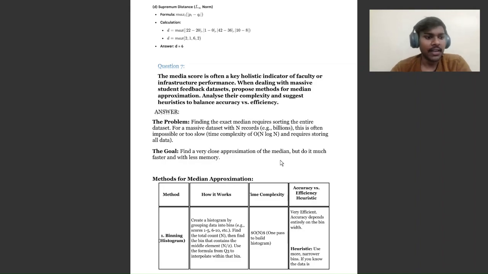Now coming to question 7, which is median approximation in massive student feedback datasets. In this question, we discuss the methods for approximating the median when working with massive student feedback datasets. Computing the exact median requires sorting all data, which is O(n log n) time, and high memory usage. For very large datasets, this becomes inefficient. So we use faster approximation techniques.